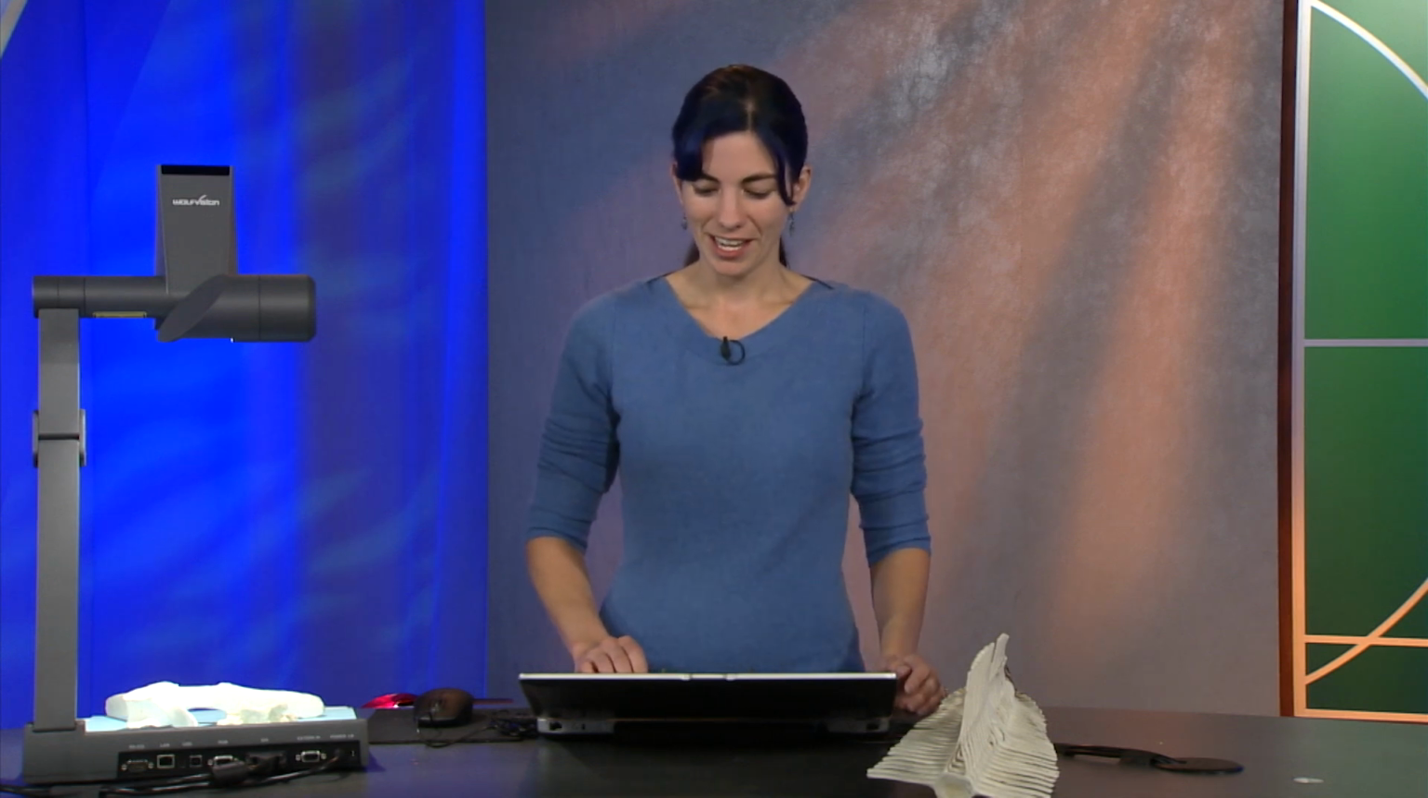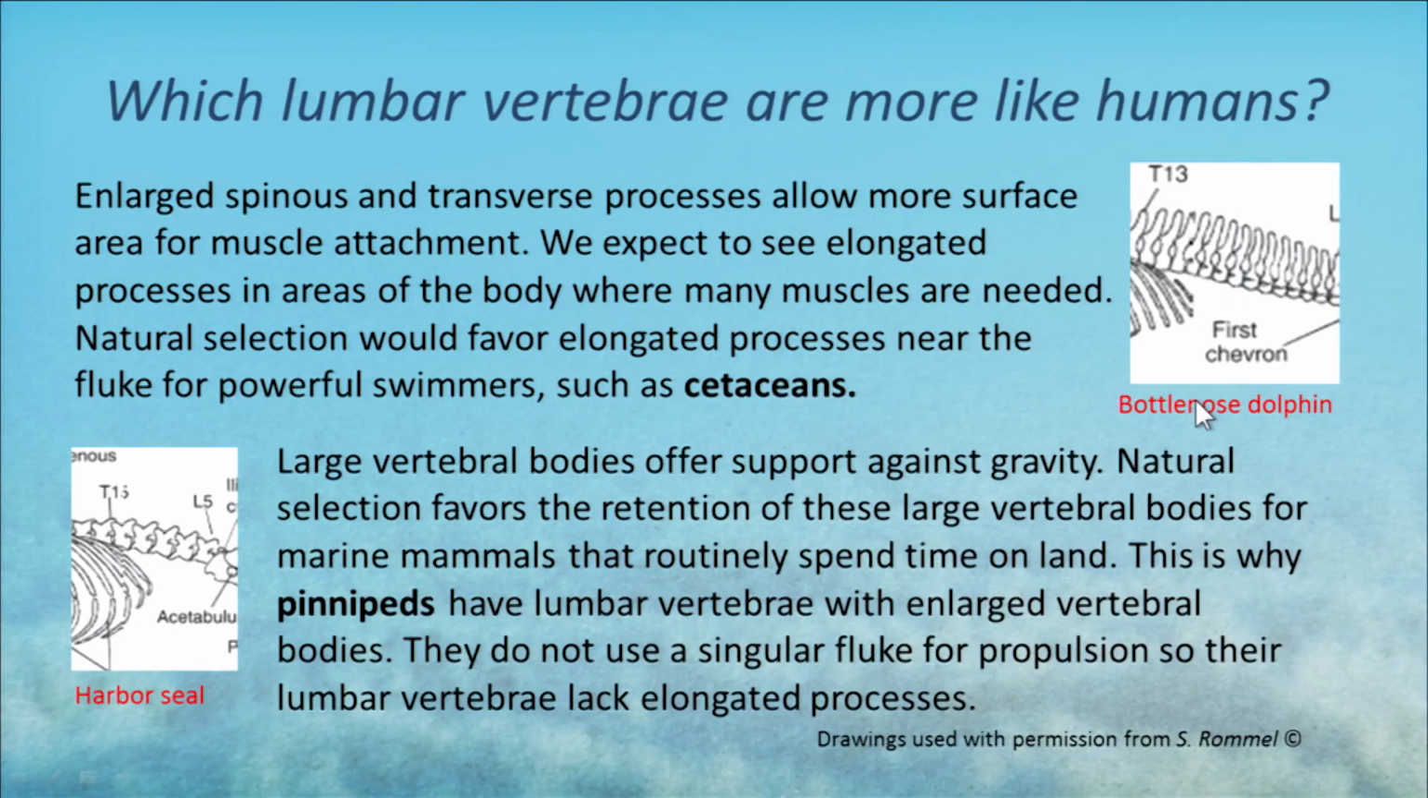So that additional space allows for additional muscles to attach to those vertebrae, which are necessary to allow those marine mammals to consistently swim in this manner. So a quick teaser question that kind of sums this up: which lumbar vertebrae are going to be more like humans? Are you going to have pinniped vertebrae or amphibious marine mammals that have lumbar vertebrae more like humans, or fully aquatic marine mammals such as the dolphins and whales?